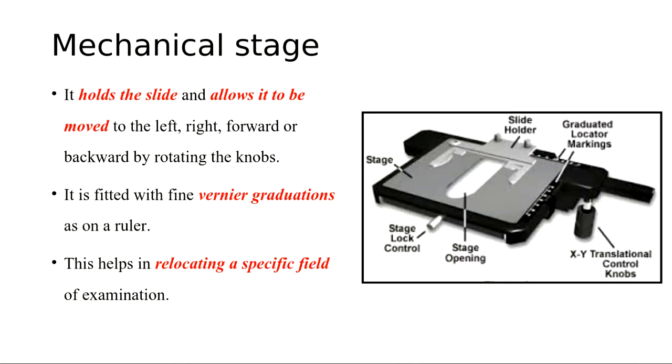Mechanical stage, I have told you, holds the slide and allows it to be moved. It has markings called vernier graduations, used in relocating a specified field. If you want to change the field and you are unable to see anything, then you change it and you will see something. Still if you want to see other structures, this mechanical stage is used.